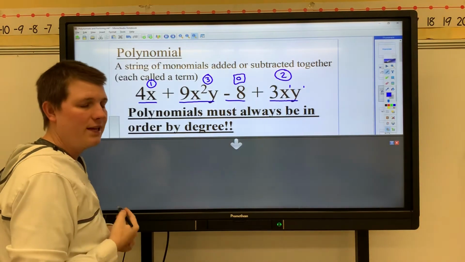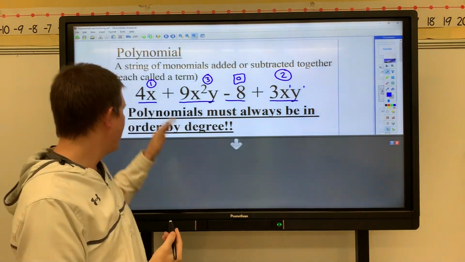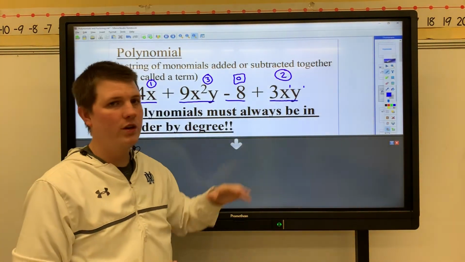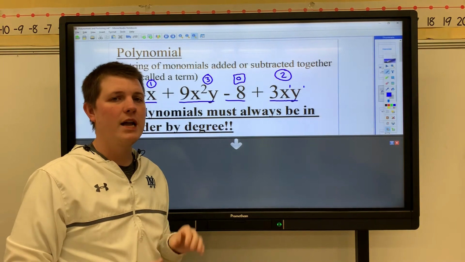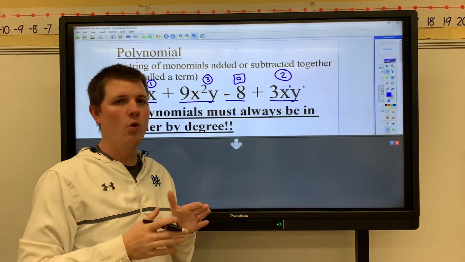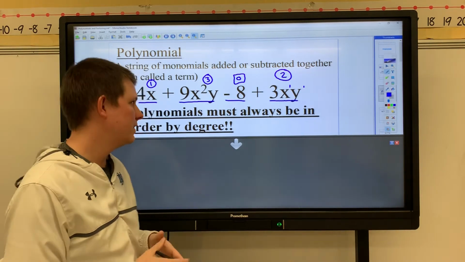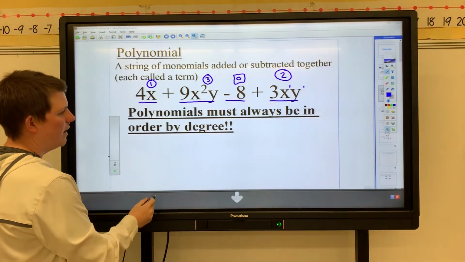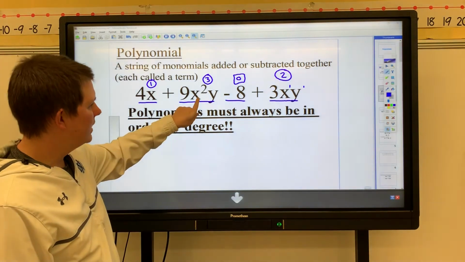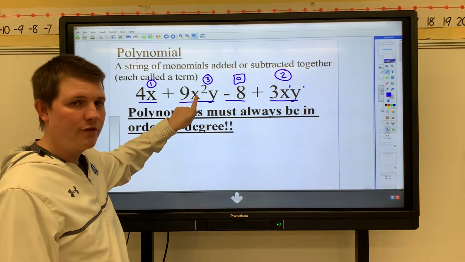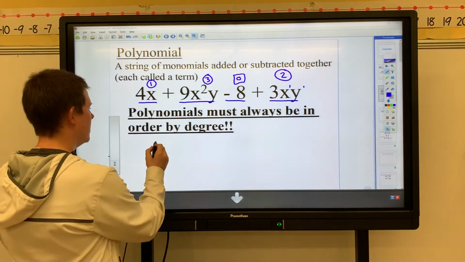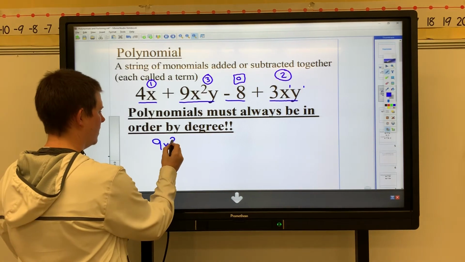So is it in order by degree, from biggest degree down to smallest degree? No, it's not. If it is not, your job is to put it in order. You must always put it in order by degree, and that's something we're going to work on today. So let's take this and put it in order by degree. This monomial has the largest degree of 3, so it needs to go first. 9x to the second y.